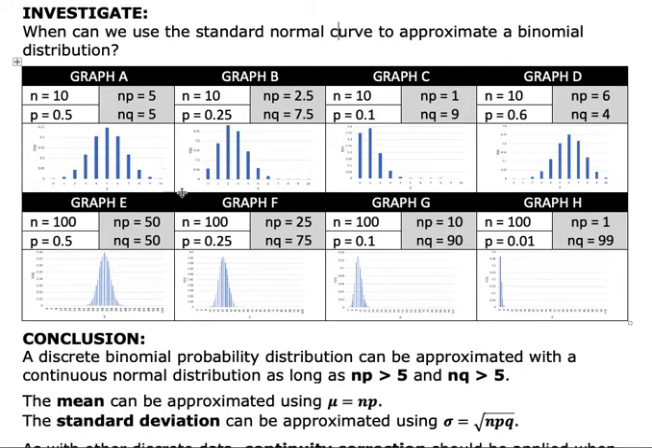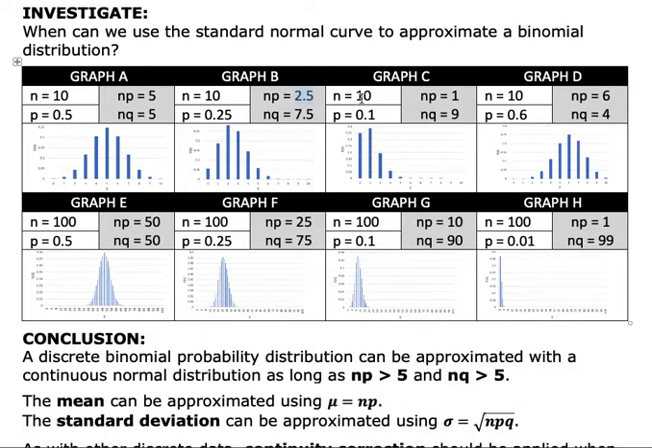And what we're going to be investigating is why it is that np must be greater than 5 and nq must be greater than 5 in order to use the continuous normal curve to approximate probability, or area underneath the curve, of the distribution of a discrete variable. So in this case, we're measuring n times p and n times q. And notice this right here. When np is dipping below 5, this is less symmetrical than the previous, and therefore a normal curve would be less suitable to approximate the probability, less accurate.